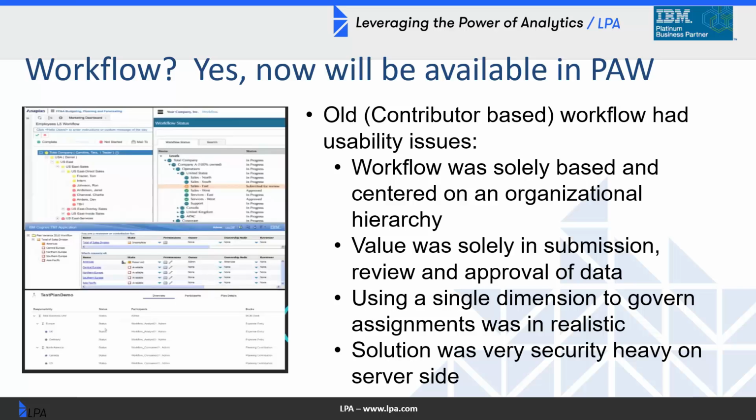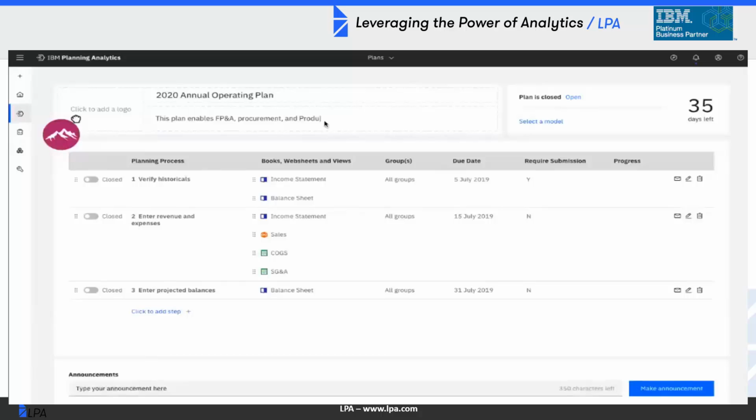Again, you were using a single dimension to govern the assignments to each node, and that was not realistic. So the new workflow gives you a lot more flexibility there. And it's very security heavy. If you ever looked at the control cubes behind the scenes and all of the processes that executed every time you either took possession of a node or approved a node, etc., there was a lot going on behind the scenes that could get messed up pretty easily. And that's all been corrected as well.